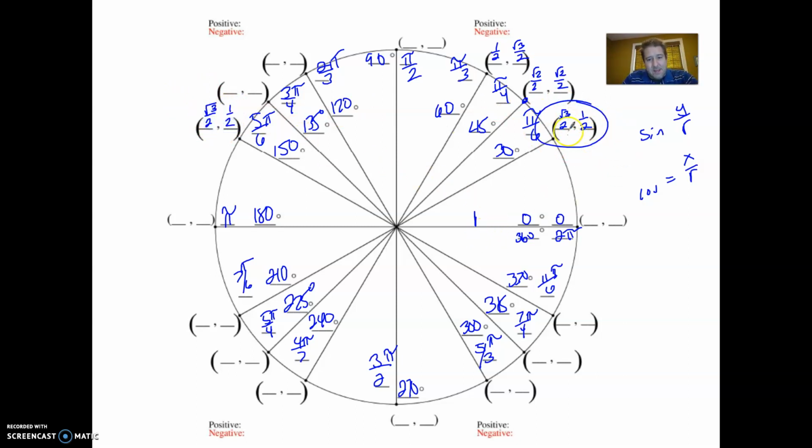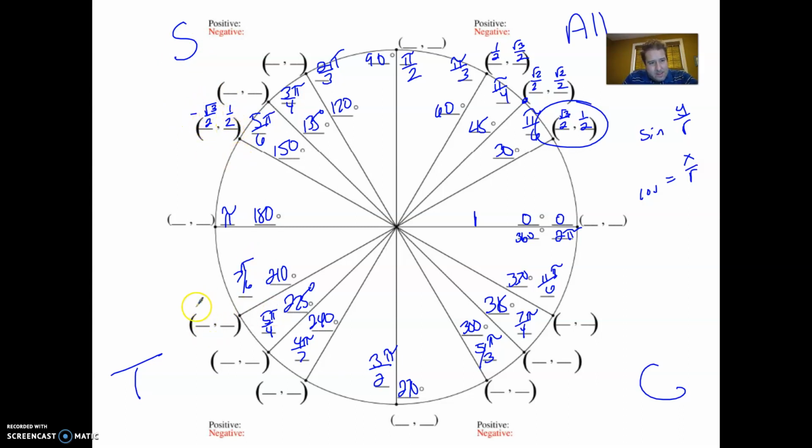But the only difference is that if we're talking about sine and cosine in the second quadrant, remember, all of them are positive in the first, only sine is positive in the second, only tangent is positive in the third, and only cosine is positive in the fourth. So in this case, only sine is positive, so cosine is negative. So this is going to be negative square root of 3 over 2, 1/2.